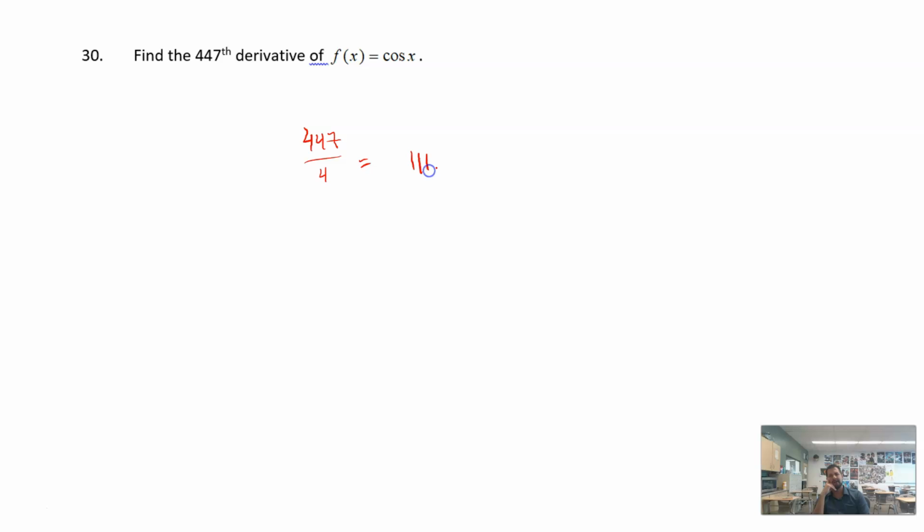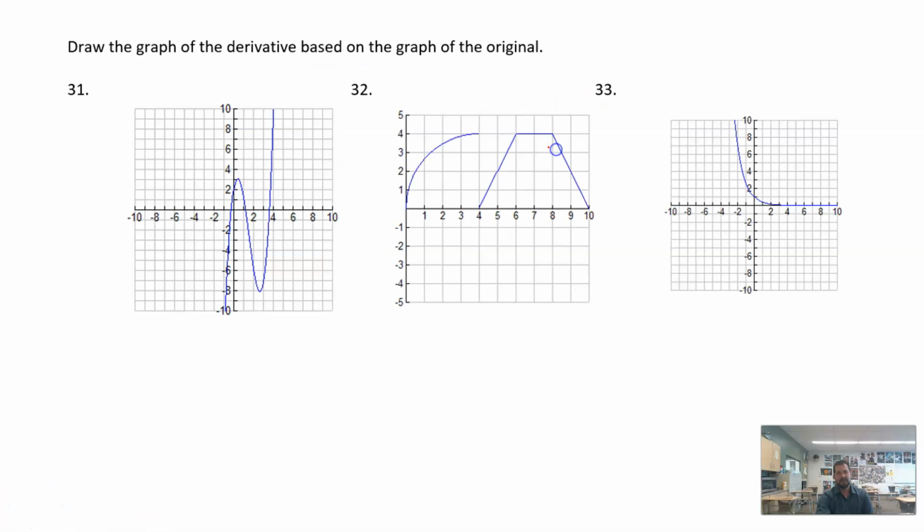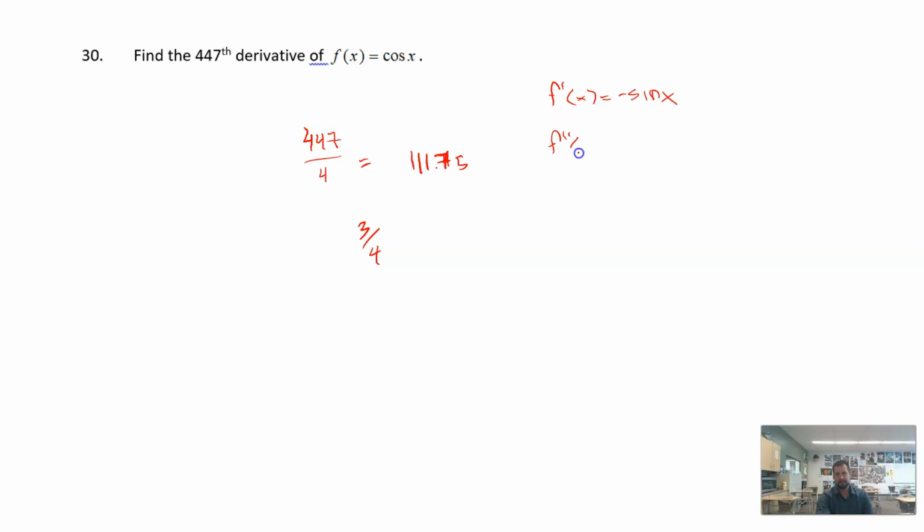When you do that, you get 111.75. The 0.75, if I look at that as a fraction, is 3/4, which means I am 3/4 of the way through the cycle before it starts over. So my first derivative here is negative sine of x. My second derivative would be negative cosine of x. And then my third derivative, which is what we're looking for in this one, would be positive sine of x.